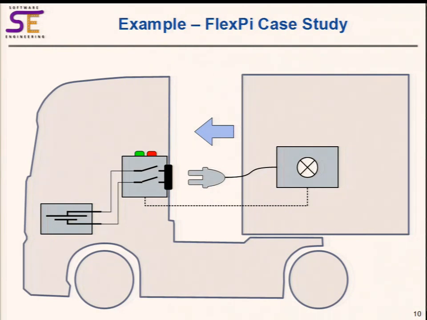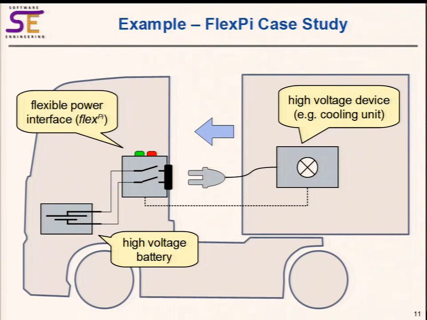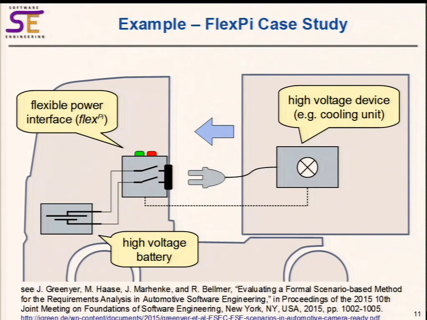And well, this looks quite simple, but with all the details and the safety measurements, this has been already a complex system. We'll consider a very much simplified version next. But this is the system we're looking at. So we have a high voltage battery, maybe some device we want to connect to, and this is called a FlexPi, a flexible power interface. And there's also a publication we have if you want to know more about this case study.